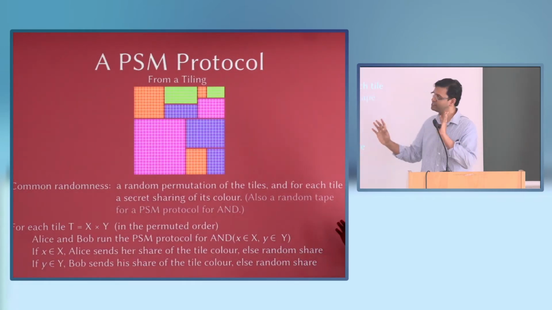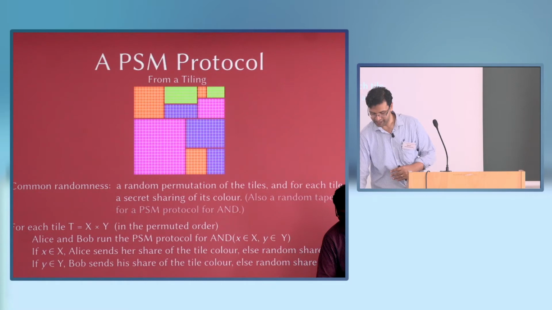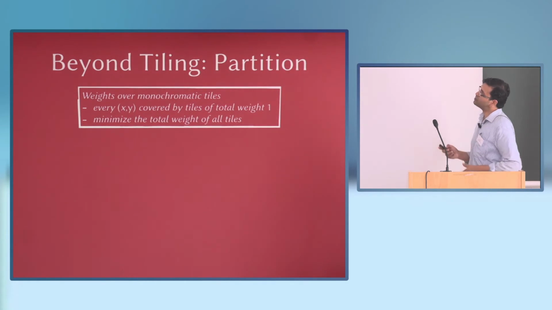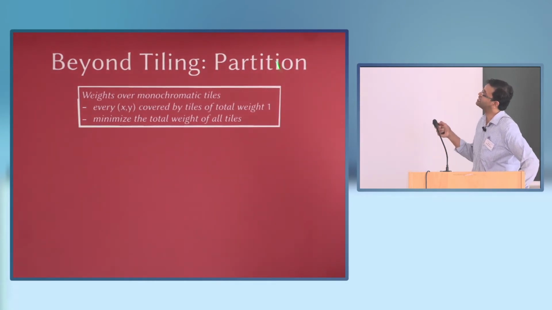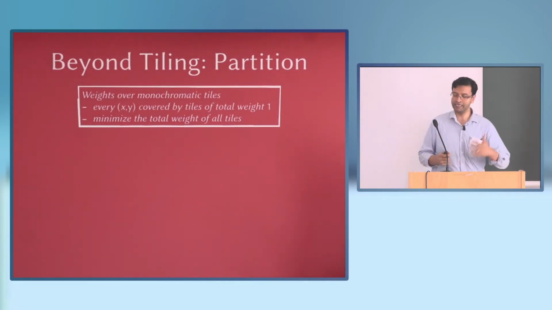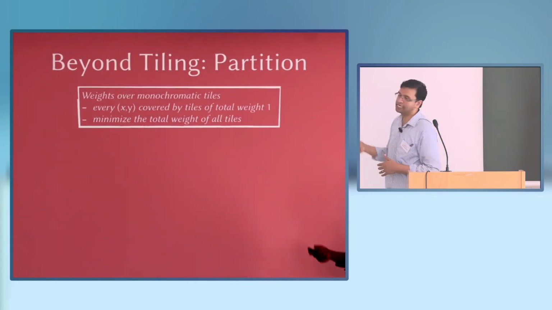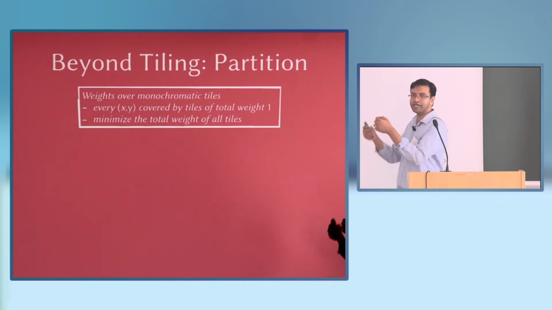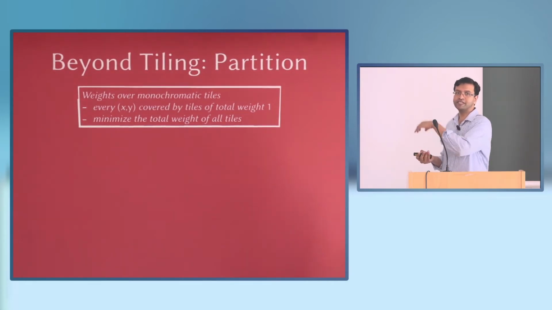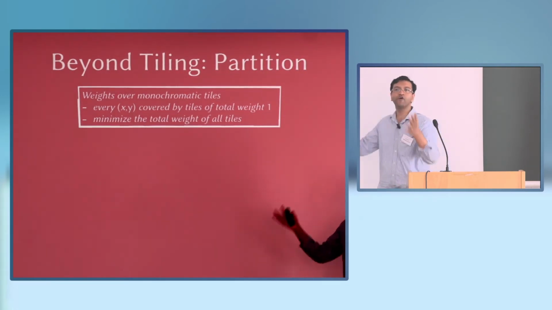So I kind of jumped to this without telling you where it comes from: our weak Caesar. The connection to weak Caesar is that weak Caesar actually does a little better than just using a tiling. It uses something called a partition. A partition is a fractional notion of a tiling. You have weights, not a distribution, assigned to tiles, such that every point xy is covered by tiles whose weight adds up to 1. These are monochromatic tiles, so they have the same color as xy. And the goal is to minimize the total weight of all tiles together.